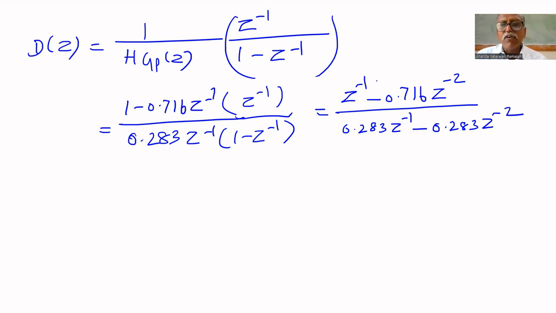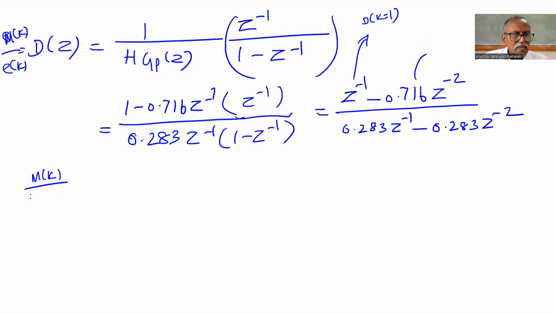How to convert this into time domain? Cross multiply. Z power minus 1 means, in time domain, D of K minus 1. 1 means D of K. This is D of K minus 2. 0.716 is D of K minus 1. D of K minus 1 equal to E of K. M of K, the controller output, divided by E of K means, if you cross multiply, you can write like this. M of K upon E of K.